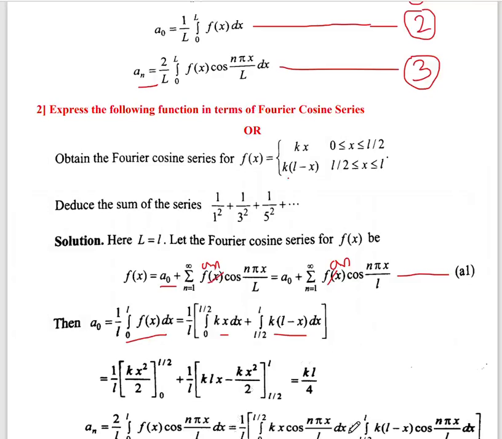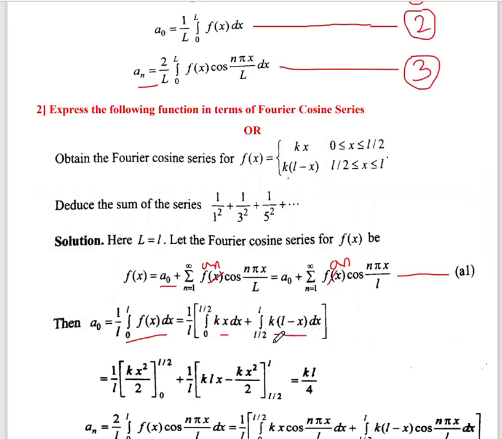Now we will solve this integral. So equal to 1 upon L, the integral of this term is x square by 2, k being a constant. So this can be written as k x square by 2, with limits 0 to L by 2, plus the second integral, multiplied by 1 upon L, and multiply this k to this term.